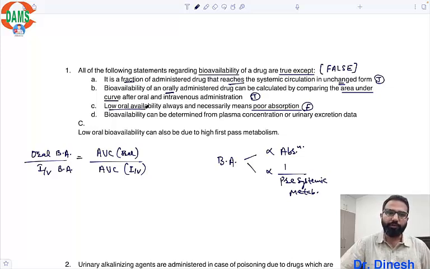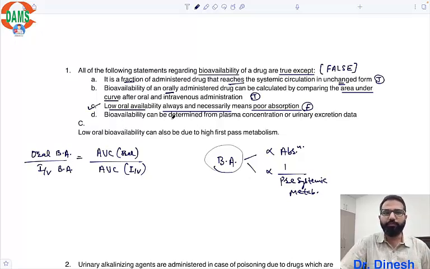So if the bioavailability is low, that means either the absorption is low or the first pass metabolism is high. It does not always and necessarily mean poor absorption. It depends on two factors, not only poor absorption but also the first pass metabolism. If the pre-systemic or first pass metabolism is high, then also bioavailability will be low.